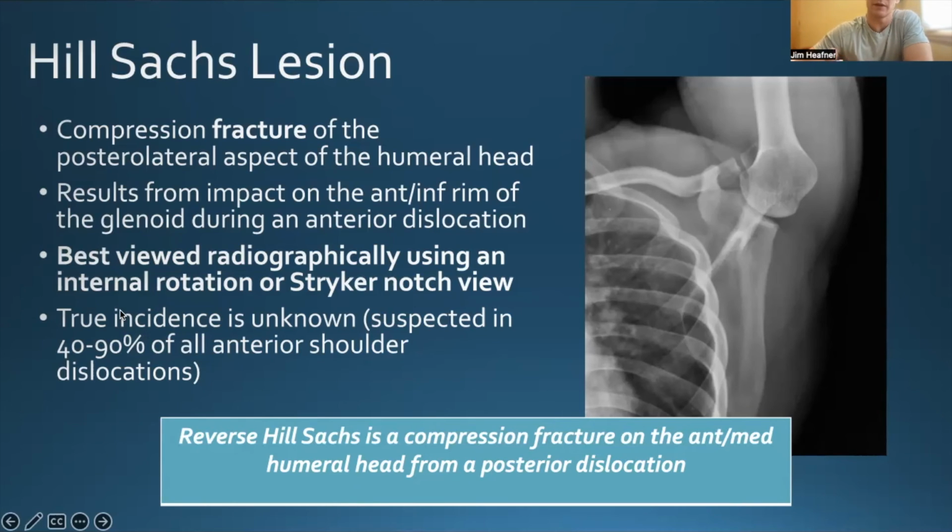The true incidence of Hill-Sachs is unknown, but it's suspected that it occurs in 40 to 90% of anterior shoulder dislocations. There is also a reverse Hill-Sachs, which is a compression fracture on the anterior medial humeral head from a posterior dislocation. So if a Hill-Sachs happens with an anterior dislocation, the reverse Hill-Sachs is the complete opposite, and that's going to be from a posterior dislocation.